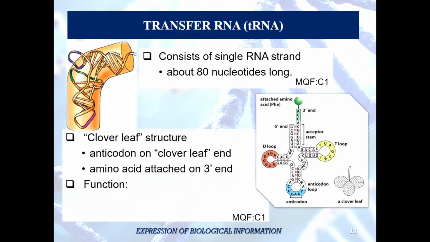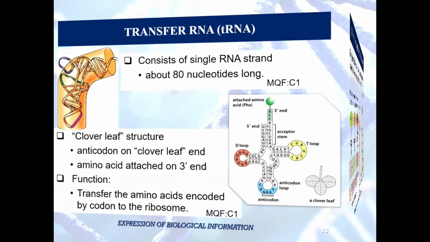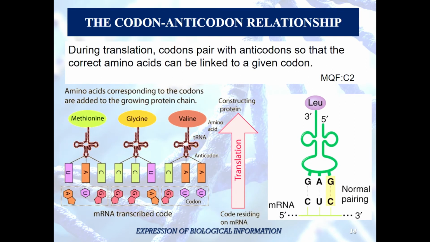The function of tRNA is to transfer the amino acids, encoded by codon, to the ribosome. So, what is the relationship between the codon and anticodon? During translation, codons will pair with anticodons, so that the correct amino acids can be linked to a given codon.